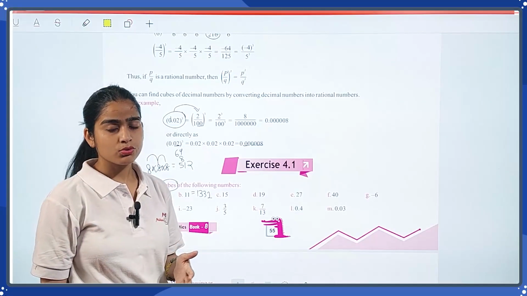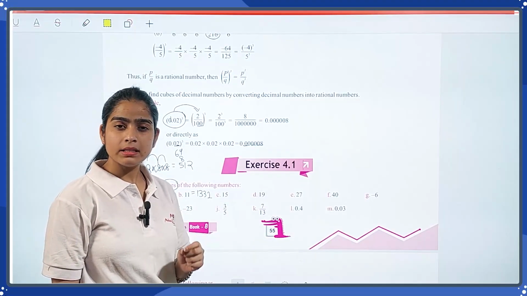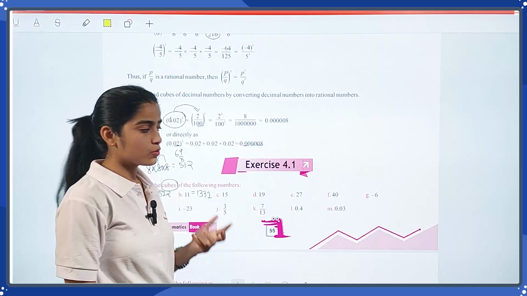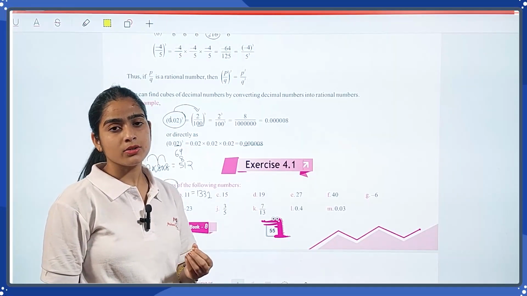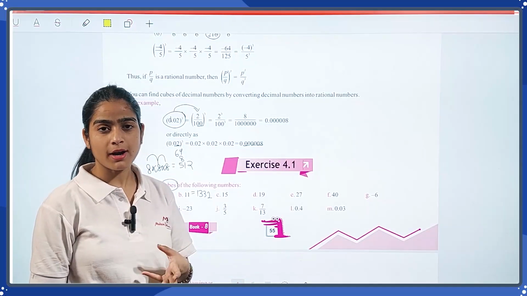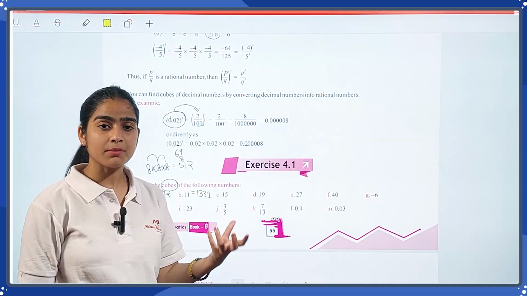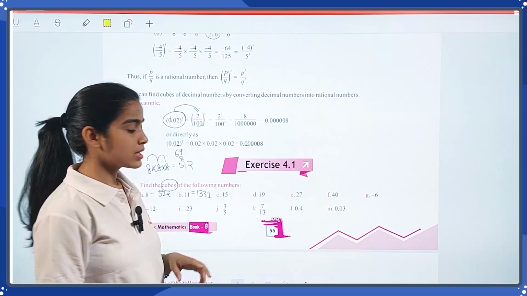Initially you can go through your table and learn some of the cubes to make your calculation easy and faster. Otherwise you can do your calculation as well. What you have to do is multiply that particular number 3 times with itself only.